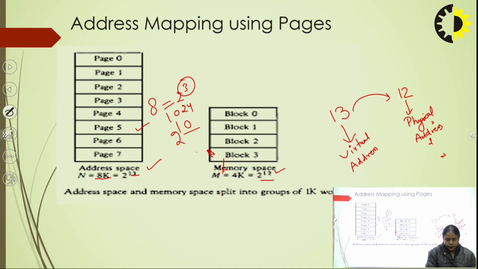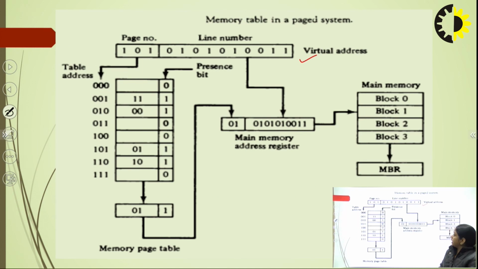Fine. So, in this case, we have a 13 bit virtual address which is divided into two parts, page number and line number. Here, the page number is 101, a 3 bit number. By the help of this page number, we can find the page, and after reaching the page, we will get the line number here. This is the line number, fine. You can see here, this is the virtual address.